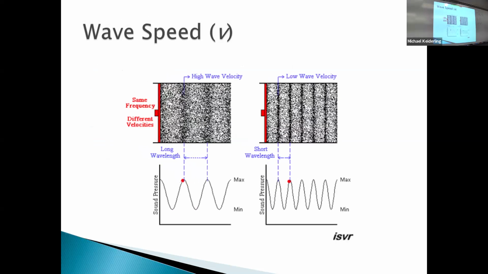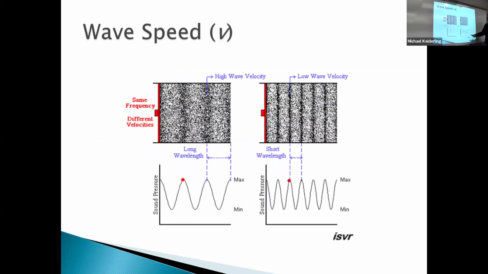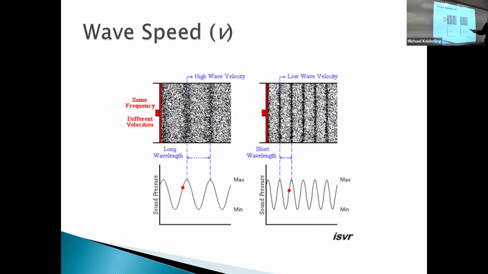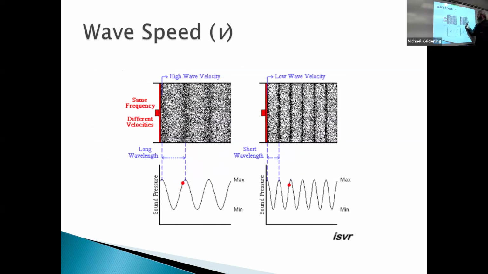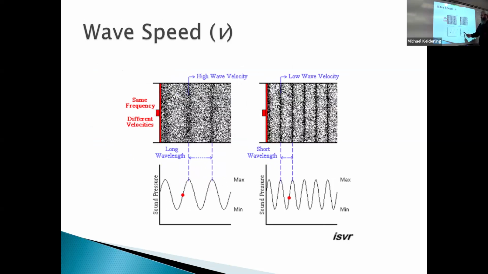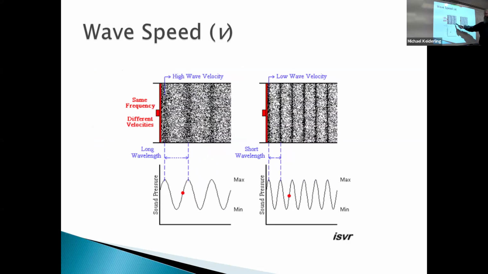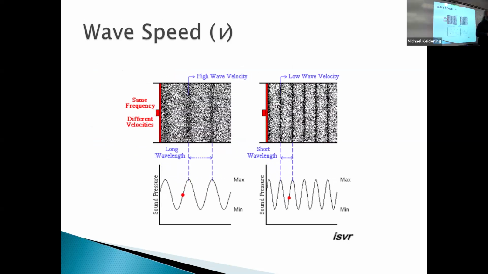So here are two waves with the same frequency but different velocities, and you can see how for a lower velocity you have a shorter wavelength, and for a higher velocity, you have a longer wavelength.